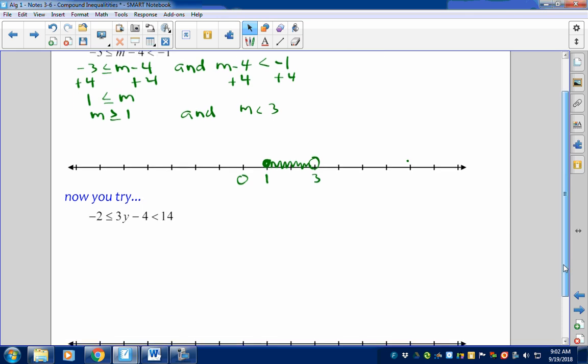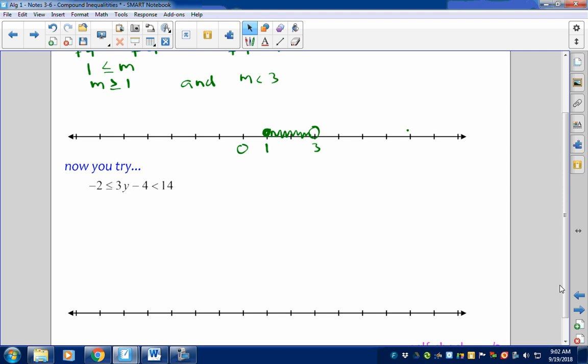All right. Here we go. We're going to try this one. So if I split this up, what are my two inequalities I got to solve? Just give me one of them.